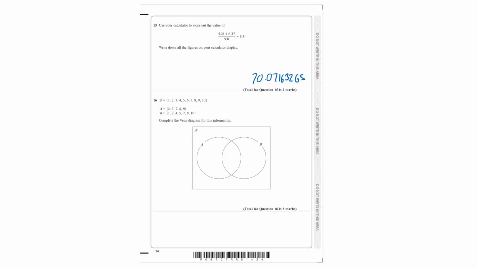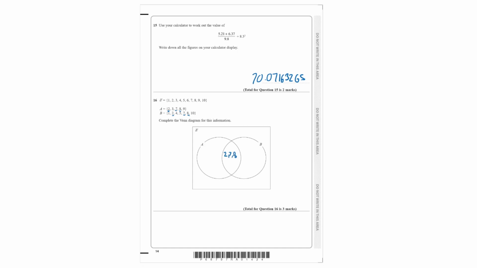Question 16. Three subsets are given. Complete the Venn diagram for this information. The point at which A and B intersect is simply what's common between the two. So we can see that A has 2, B has 2, A has 3, but B does not have 3. A has 7, B has 7, A has 8, and B has 8, and there are no more common factors. So we simply write 2, 7, and 8.